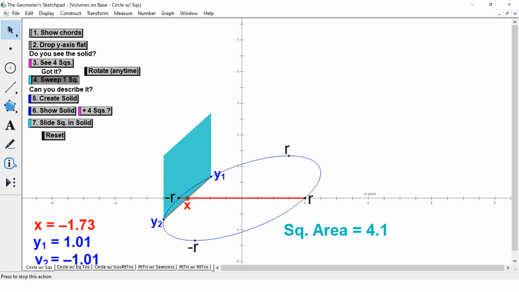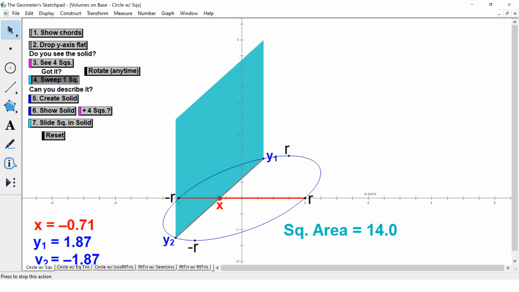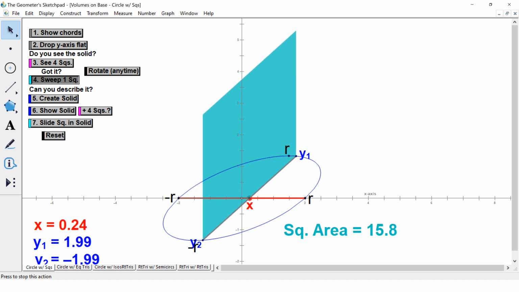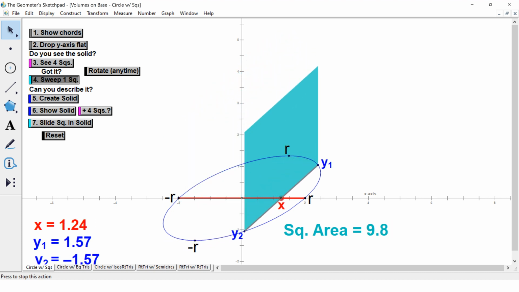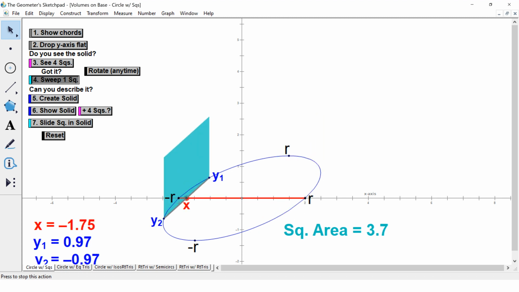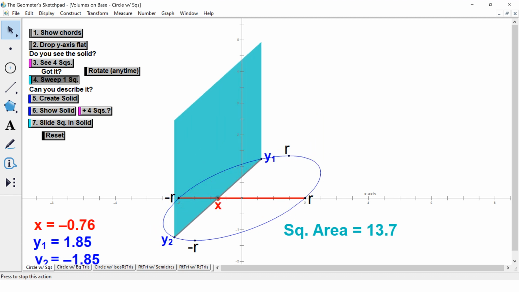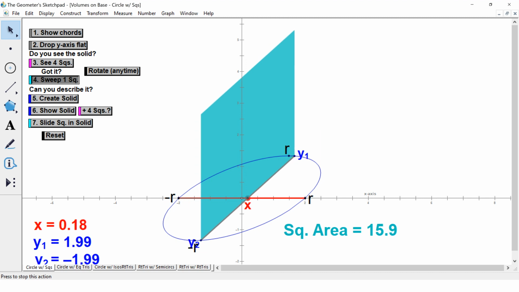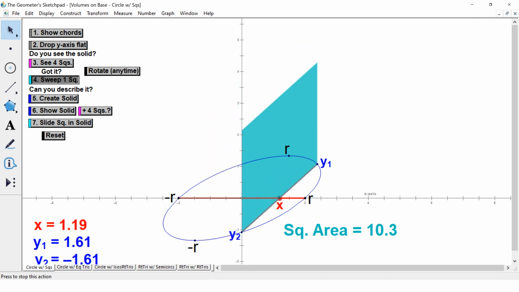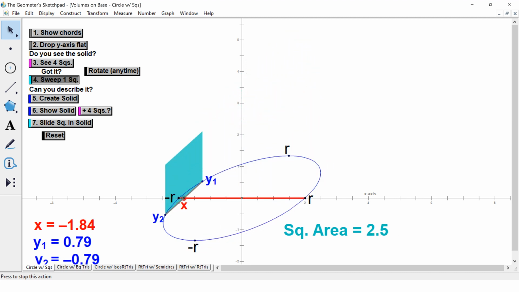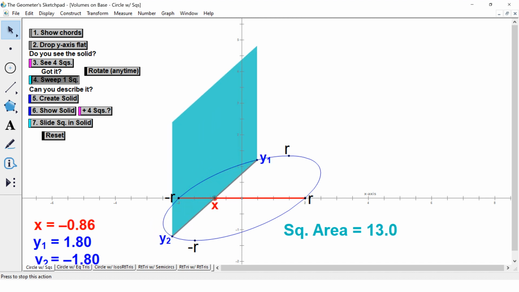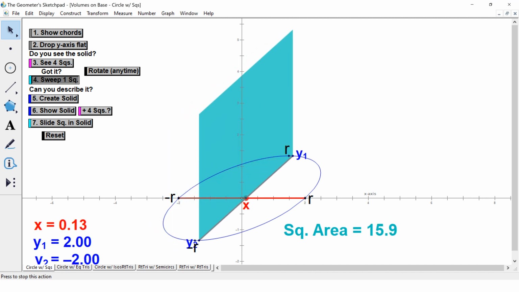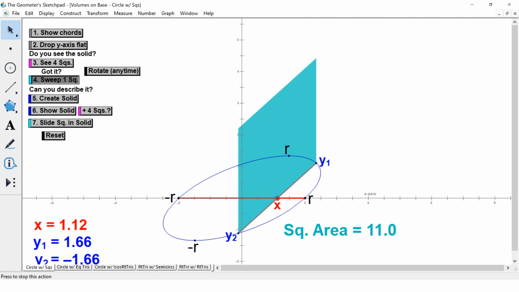So it's going to do something like this. Now notice when I start at negative r, negative radius, I'm starting with an infinitely small square. As I move towards the halfway point of the circle, I get the biggest square, and then it shrinks back down. So as that's sweeping for a third time, I want you to try to visualize in your head what that three-dimensional model is going to look like.